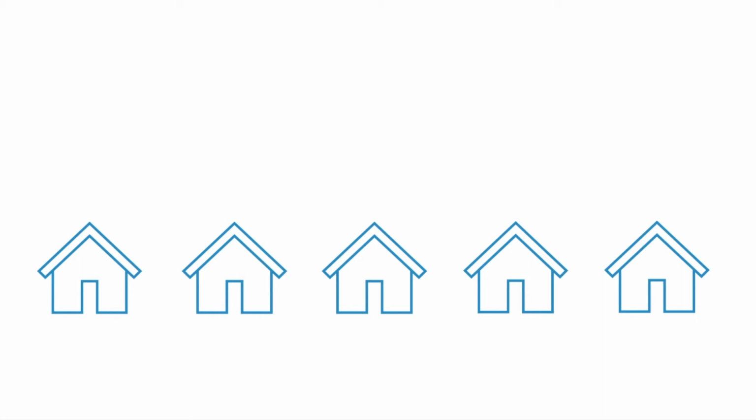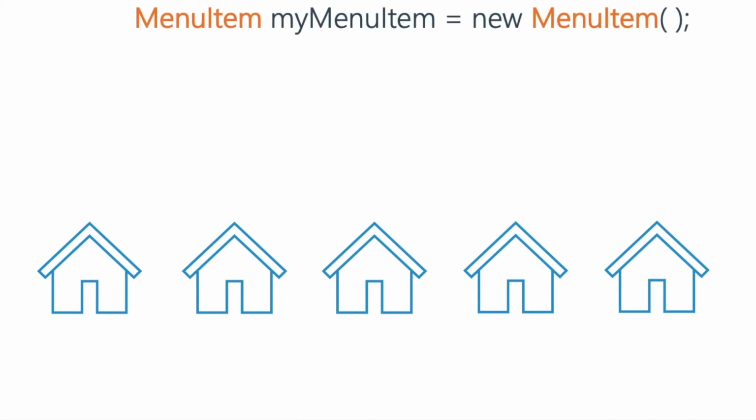All of our information has to live somewhere. If we created our menu item here in our code, it immediately gets sent to a house in our neighborhood. In this case, it's at address 1. And we save our menu item with all of its information at that house.